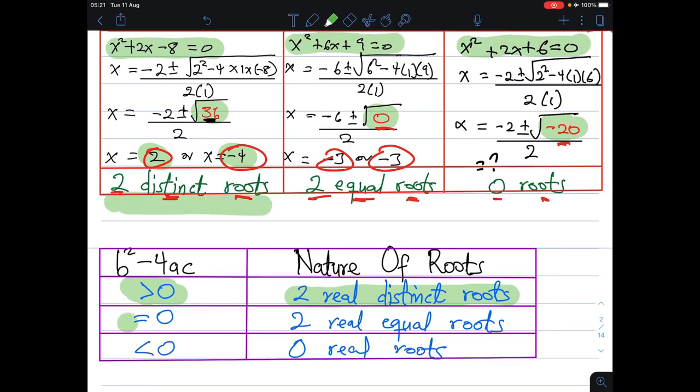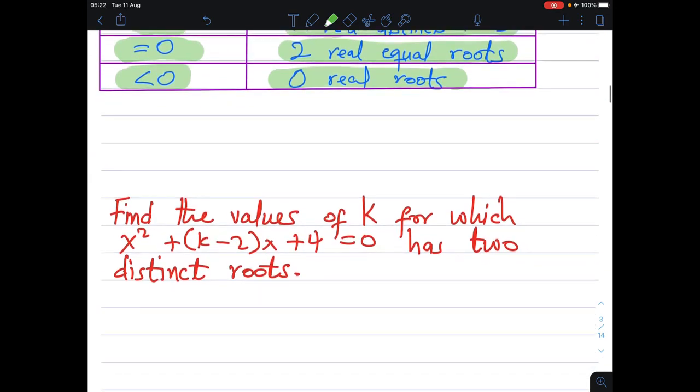Now, when it is equal to 0, what this means is that you have 2 real equal roots. These roots will be equal, like -1, -1, -3, -3, 2 and 2. The roots are equal even though they are 2. But when it is less than 0, there are no real roots. So let's see how we apply this knowledge to solving questions. So we have our first question here.